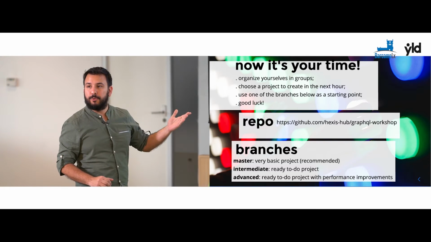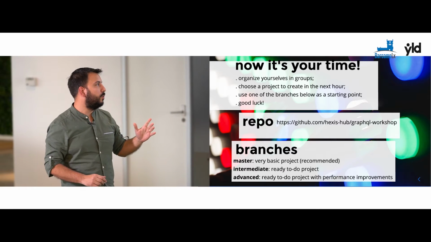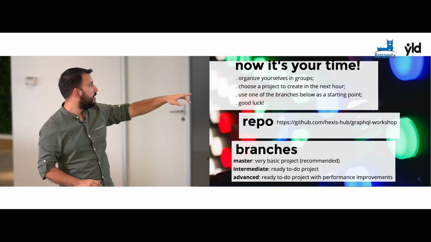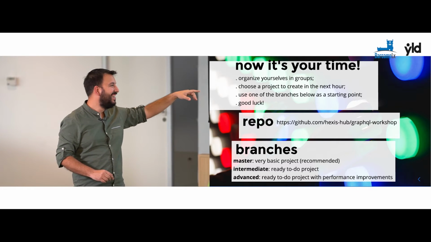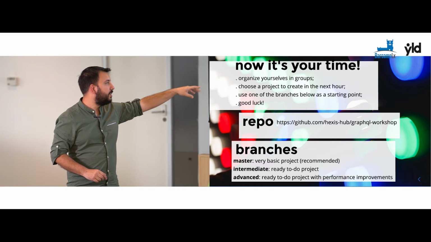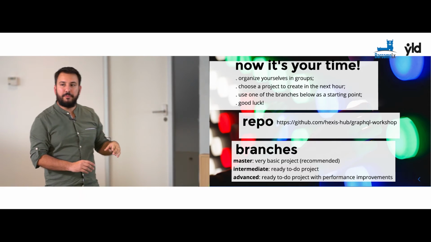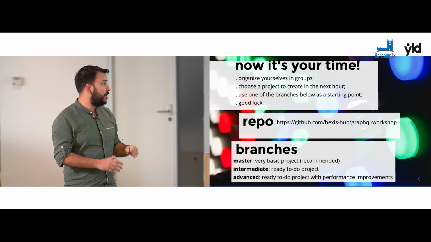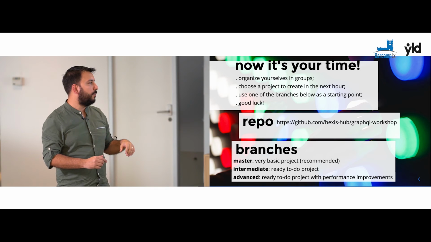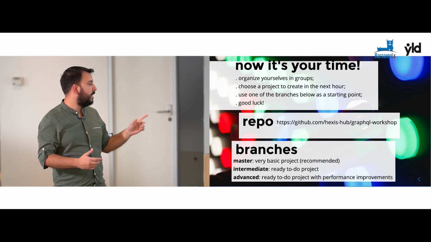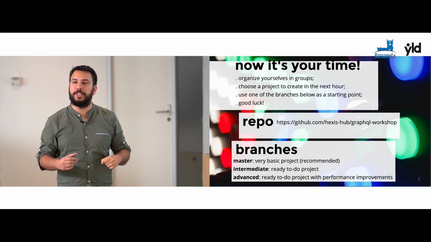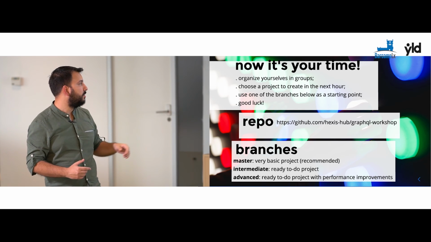Now, if you want to fork this project, this is the repository. We have 3 branches. The master is a very basic project. In the intermediate, we have the front end more evolved. And in the advanced, we have some performance adjustments on that project.